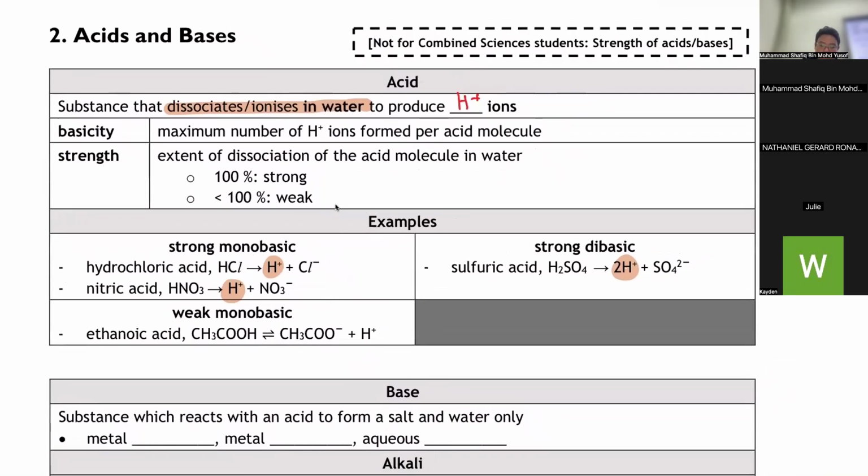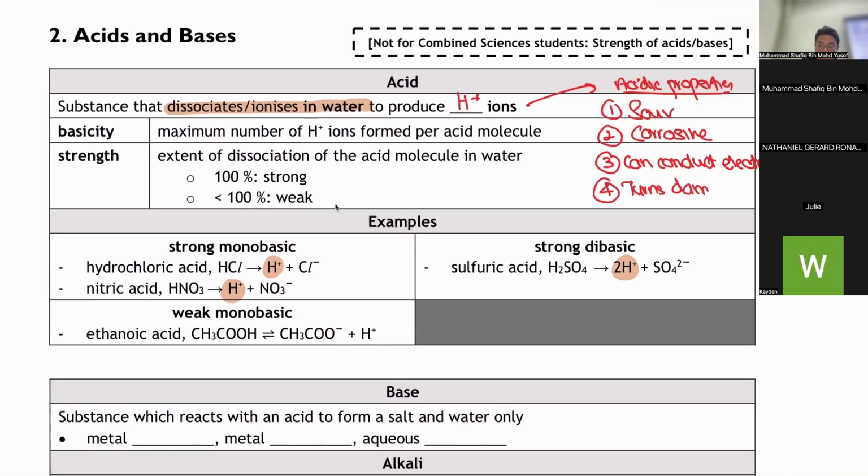So let me write here, acid properties, some important points. Number 1, you all need to know, they are sour. The taste of lemon is acid, is sour. Point number 2, you all must know, they can be corrosive. Number 3, they can conduct electricity. And number 4, they will turn blue litmus paper red in this case. That means their pH is less than 7.